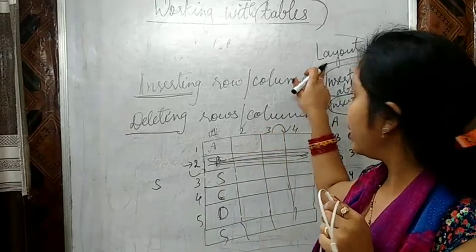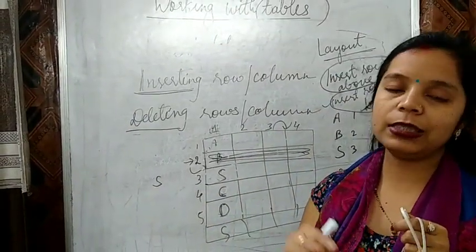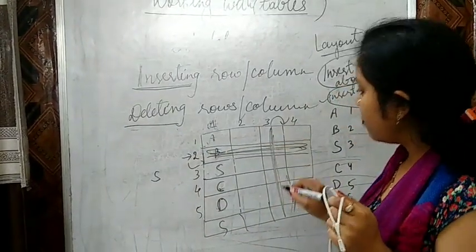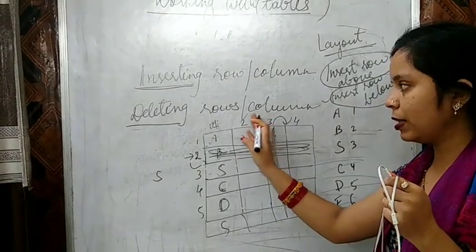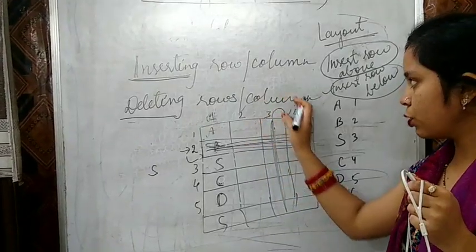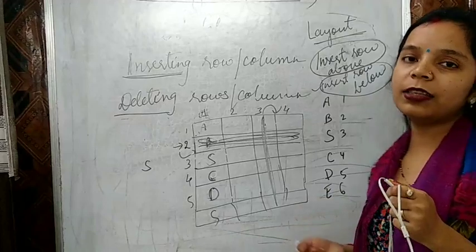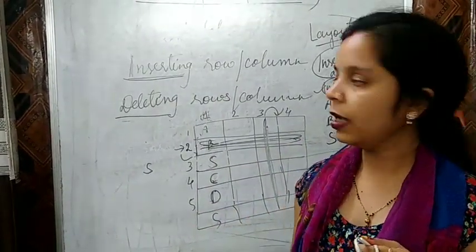Then again you will go to the layout option. There you will get 2 options: insert column left, insert column right. Like this column you have selected. If you want to insert one column this side, you will choose the insert column left option. If you want to insert a column after this, you will choose the insert column right option. So like this you can insert any row or any column in your table.